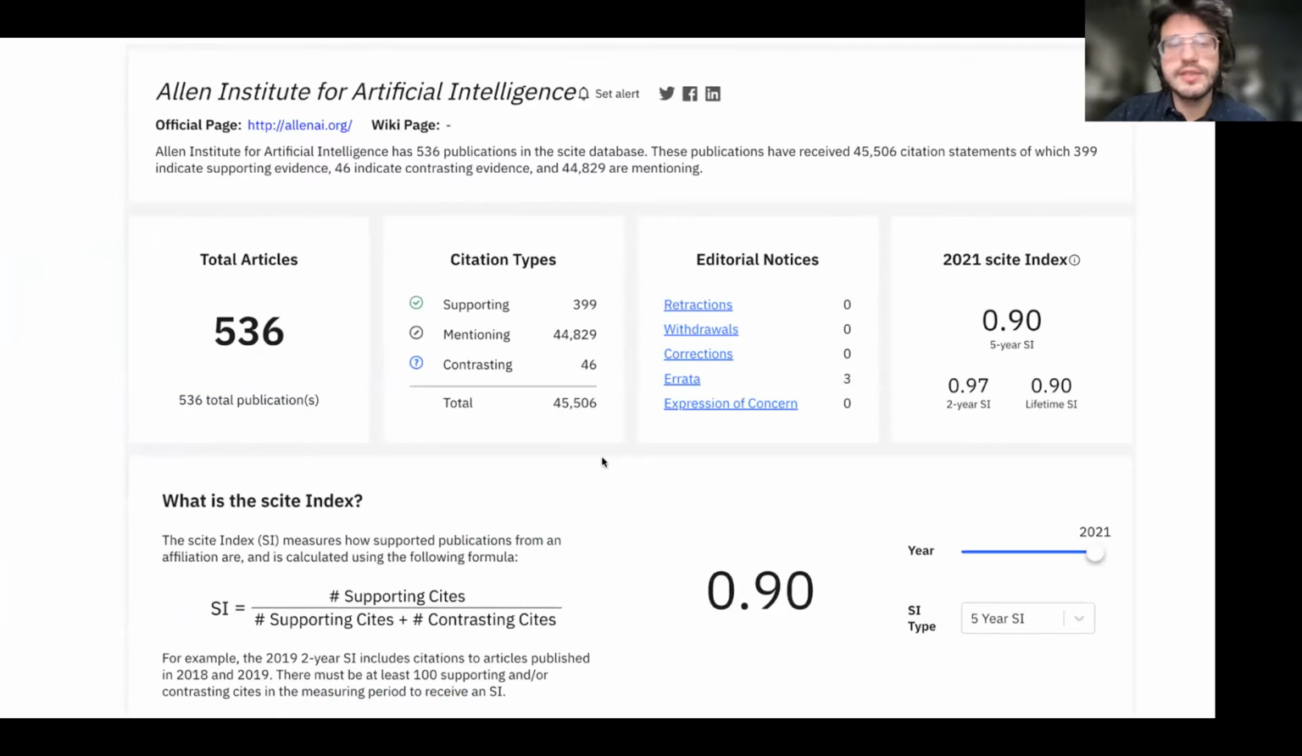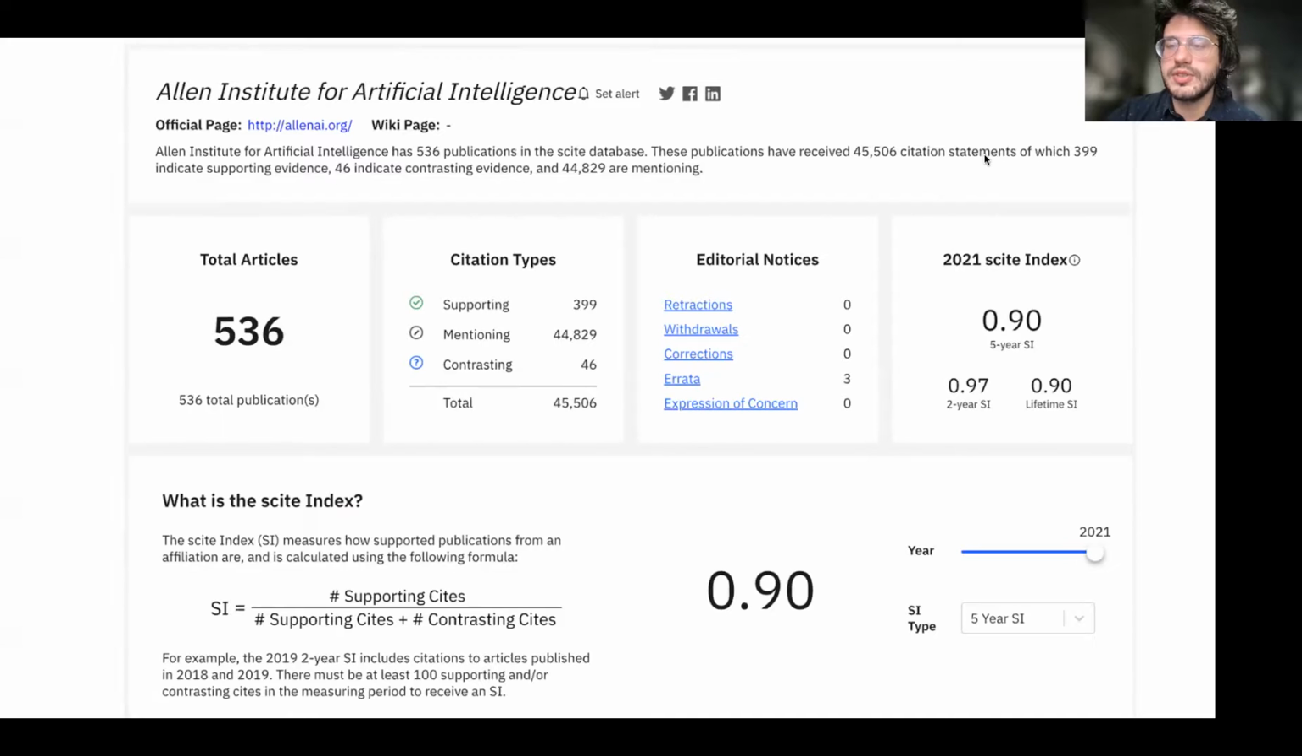For institutions, I'm using Allen AI or AI2 here, but you could easily search for Tel Aviv to see how the outputs of Tel Aviv look, an aggregate view of all the publication outputs of an institution. So, how many times in aggregate have the publications been supported? How many times have they been contrasted?